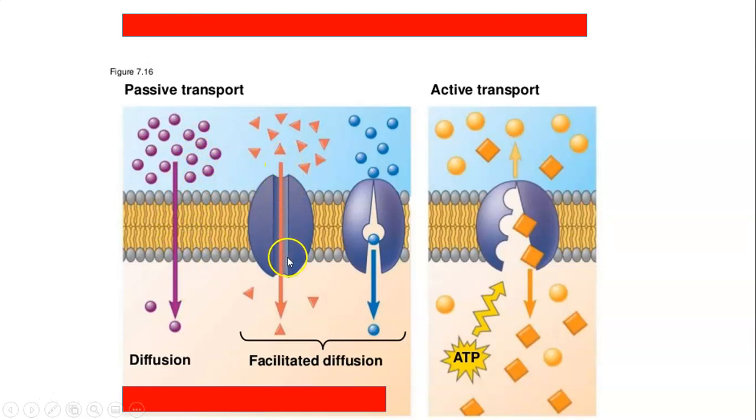Here are things that travel through a channel protein, but with the concentration gradient. Here are things that travel with the carrier protein. And so they're still diffusion, because they're natural and spontaneous, but they're facilitated because they're being helped or facilitated by a protein. And instead, when you go against the concentration gradient, it's active transport.